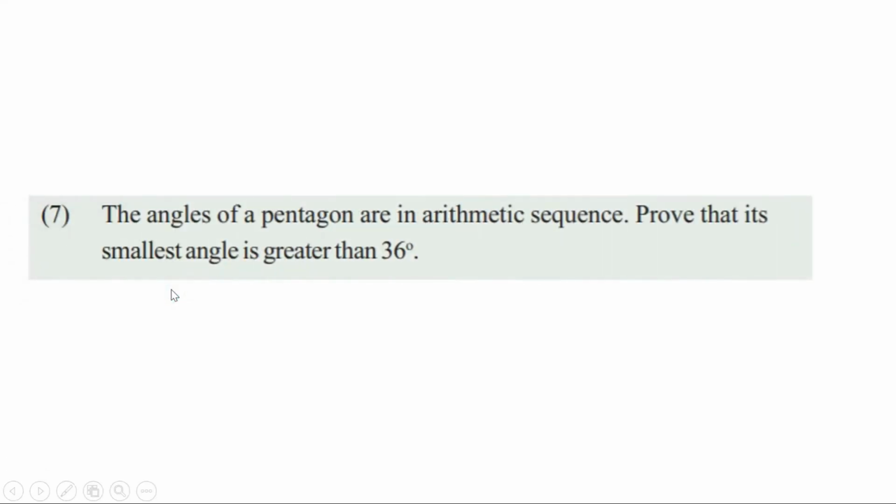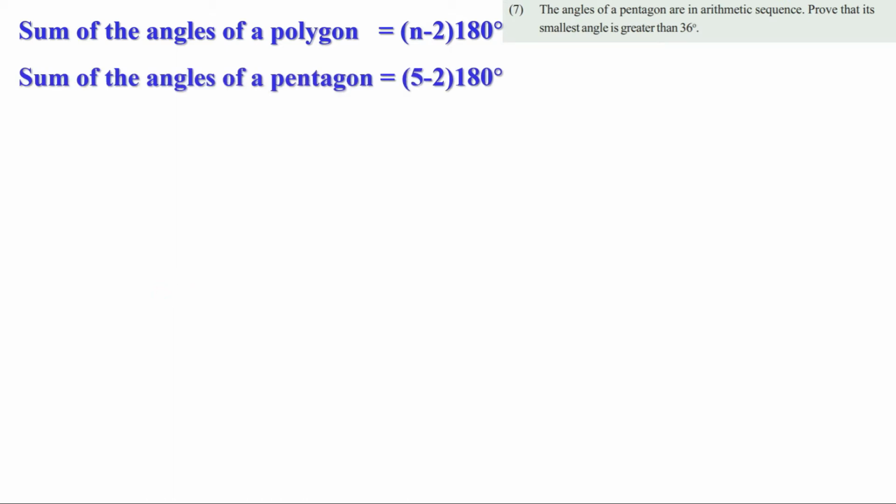Now the second problem: the angles of a pentagon are in arithmetic sequence. Prove that its smallest angle is greater than 36 degrees. We know the sum of the angles of a polygon is (n minus 2) into 180 degrees, where n is the number of sides or number of angles. Here the number of sides is 5. Therefore, the sum of the angles of a pentagon is (5 minus 2) into 180, or 3 into 180, which equals 540 degrees.